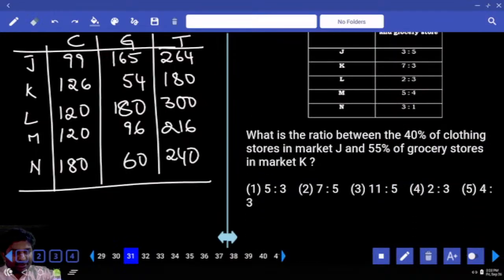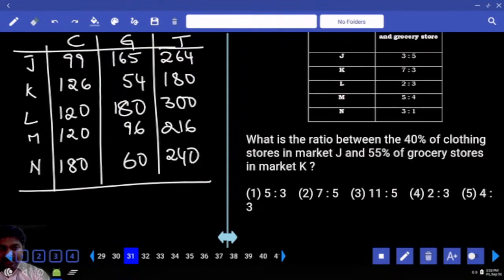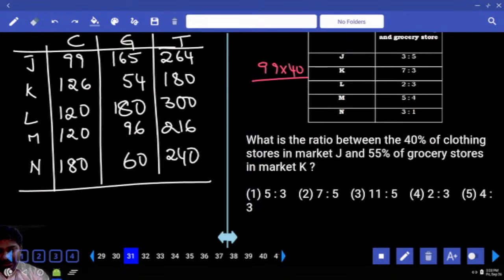What is the ratio between 40% of clothing stores in market J? Market J, clothing 99. But what percentage do we need to calculate? Let me calculate it into 40. The percentage symbol is there in the numerator also, so the denominator gets cancelled.